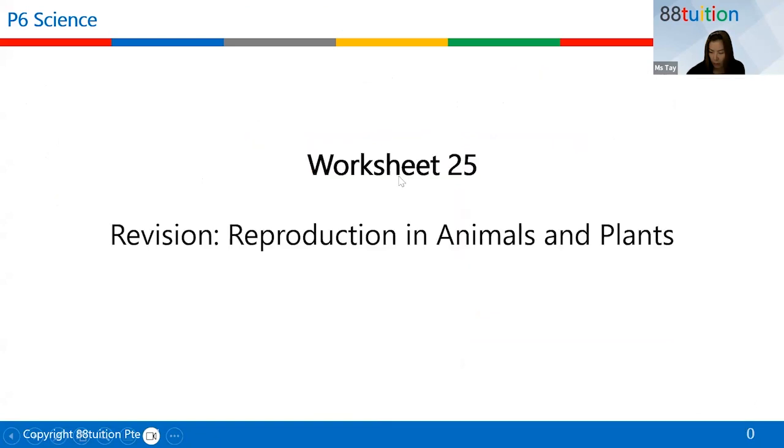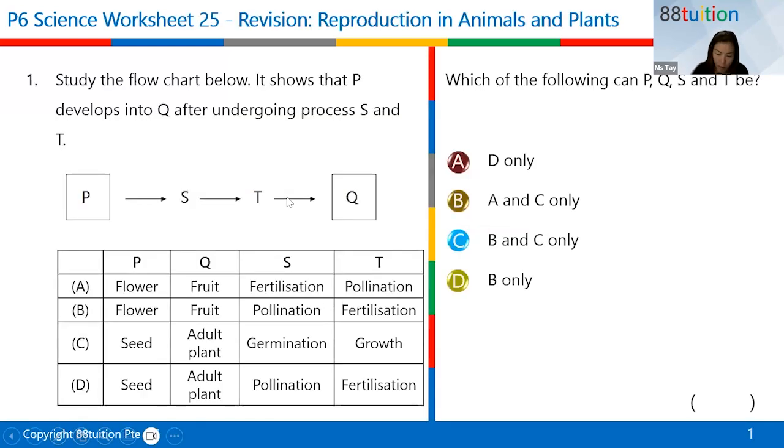So worksheet 25, one thing is, even though it says reproduction in animals and plants, I think you notice that it's only all about the plants only, correct? Not just the plants question. You did it on the website. Okay, so you can log in to have a look at the questions also if you wish to. Okay, Joy, I can see you putting in the answers.